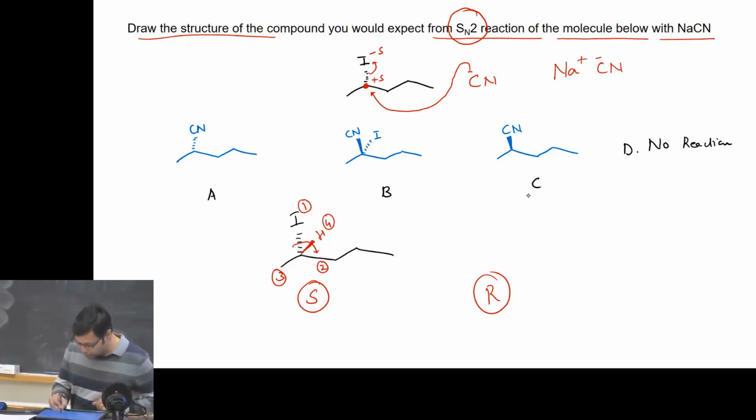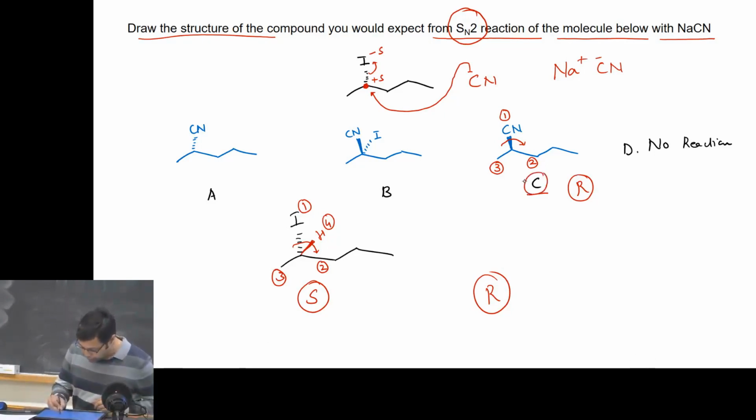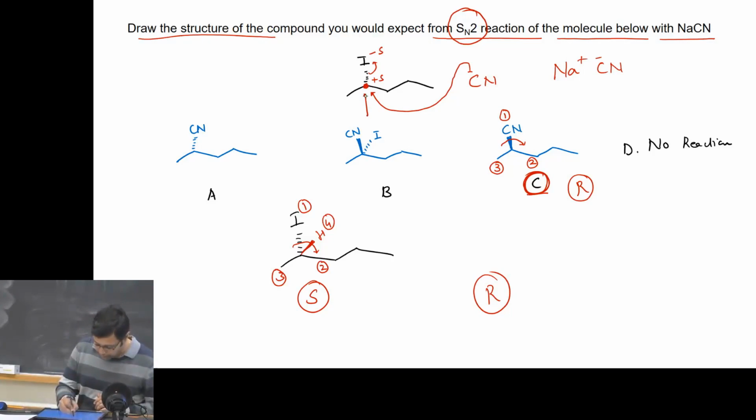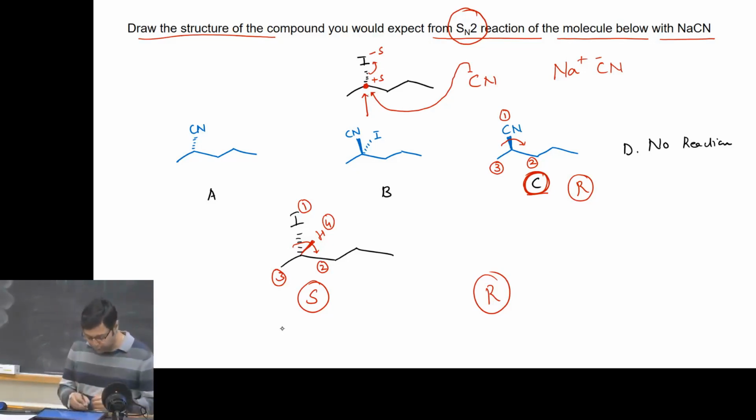Now if you take a look at option C, CN gets priority 1, this gets priority 2, CH3 gets priority 3, hydrogen is in the back, priority 4. Start from 1, go towards 2, the fourth priority is in the back, this configuration is R. So the answer to this question is option C. All right. So always keep in mind for an SN2 reaction, if you are starting with a chiral carbon and the reaction is taking place at the chiral center, you will get an inversion in stereochemistry. In this example, you started with S. The product should be R.